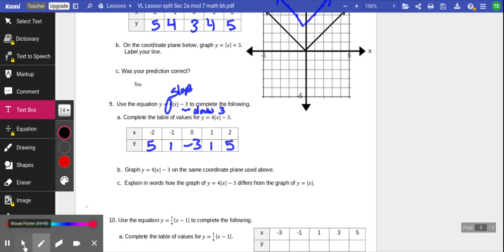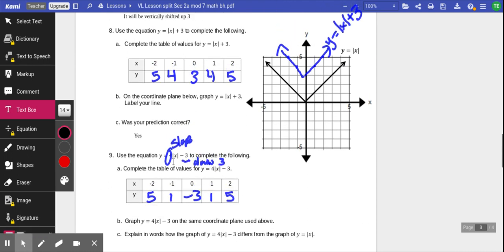I gotta scroll back up. Okay, so at -2, I'm at 5. At -1, I'm at 1. At 0, I'm at -3. At 1, I'm at 1. At 2, I'm at 5.